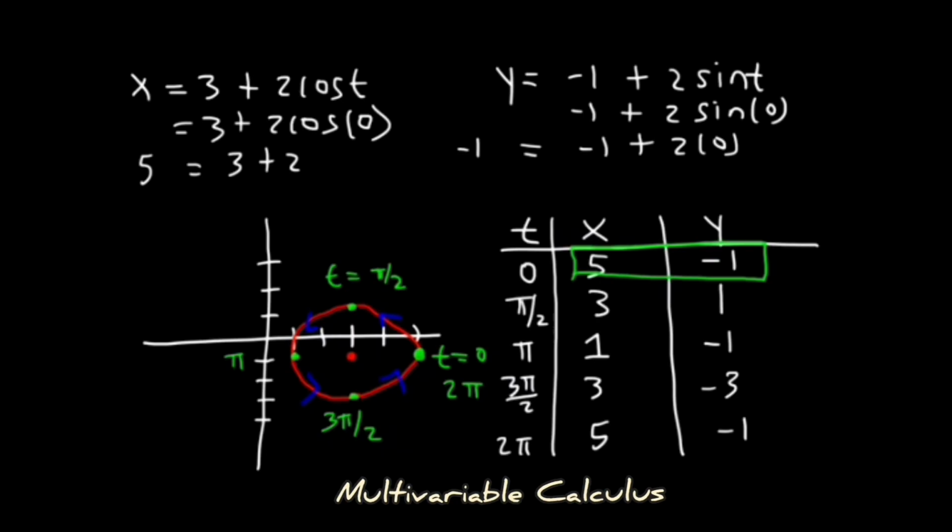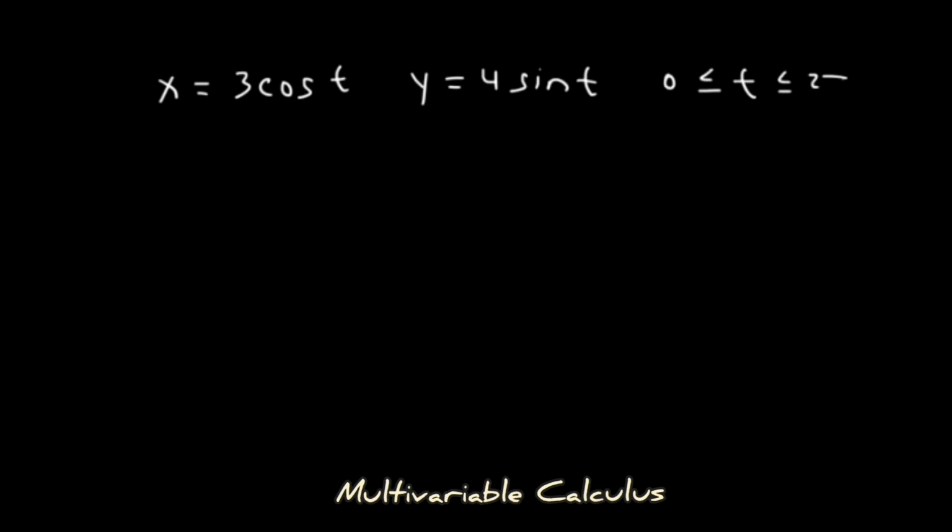And the best way to figure out the direction is to use a table with 3 variables, t, x, and y. So based on what you know, you can do this problem. It's a little bit different from the last one, but there are some similarities. So let's say x is equal to 3 cosine t, and y is 4 sine t, and t, as usual, is between 0 and 2 pi.